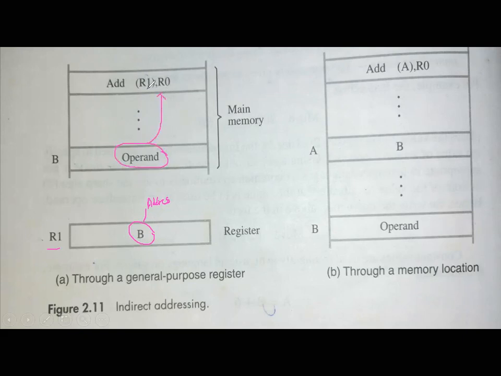I repeat, R1 within a bracket means whatever value we have inside R1 should be considered as an address. What we have inside R1, according to this, is B. So B should be considered as an address. Where is B? Here. Inside B, what we have? An operand, some value, for example 4, let it be. So 4 should be added with R0. So this is what we call indirect.